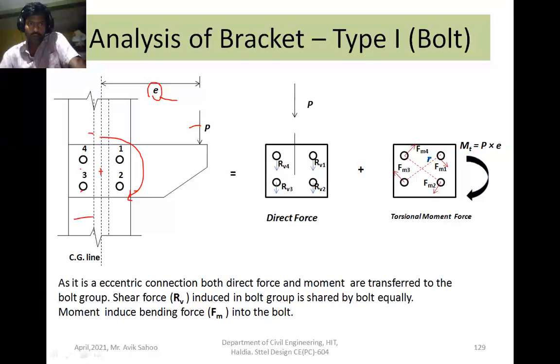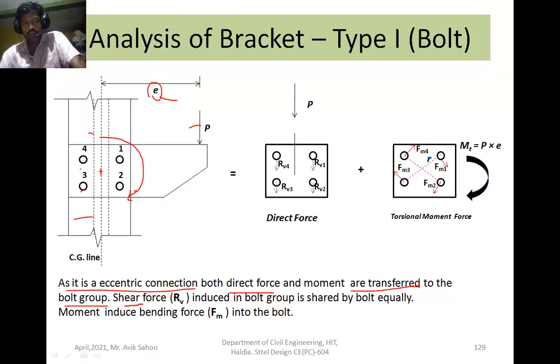Now this twisting moment develops stresses in the bolts, which you have to consider, and the direct force also creates stresses, which you also have to consider. So as it is an eccentric connection, both direct force and moment are transferred to the bolt group.